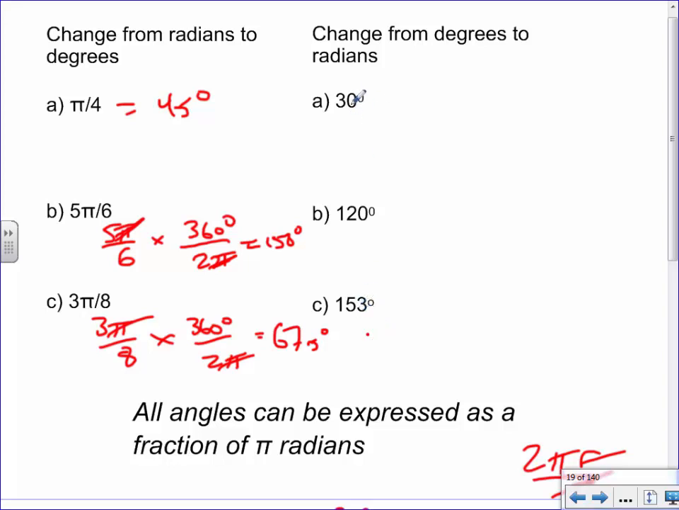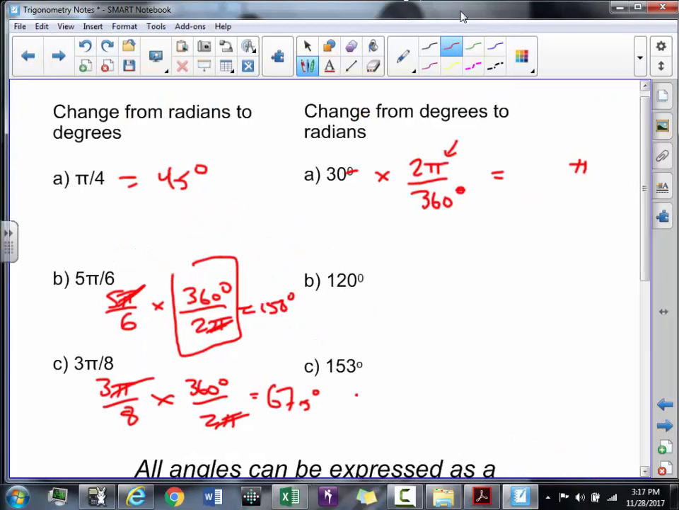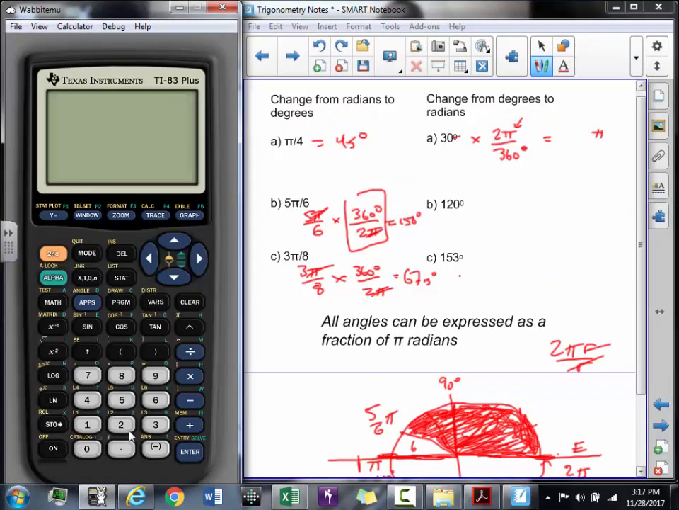So I'm going to start with an easy one like 30. If you've got 30 degrees, and I want to write this as a fraction of pi, you know how right here I was timesing by 360 and dividing by 2 pi? Flip it. Times by 2 pi and divide by 360 degrees, and your degree signs are going to cancel. However, don't use pi when you solve this. Go 3 times 2 divided by 360, but don't use pi as part of your equation. So do something like this.